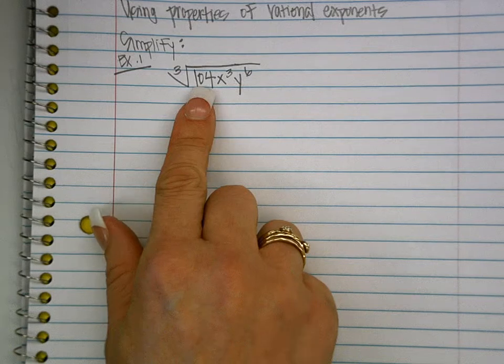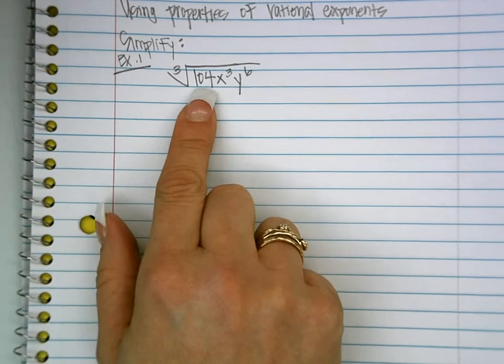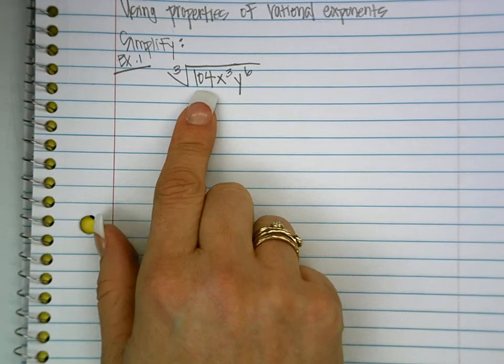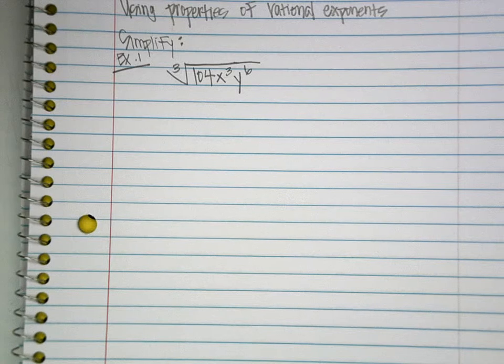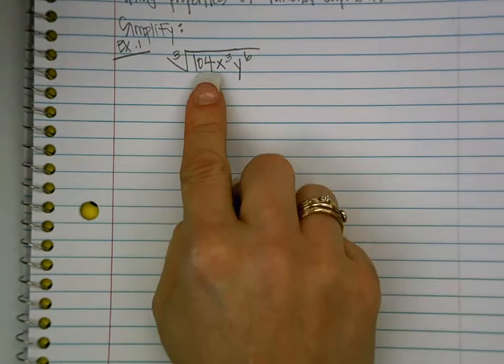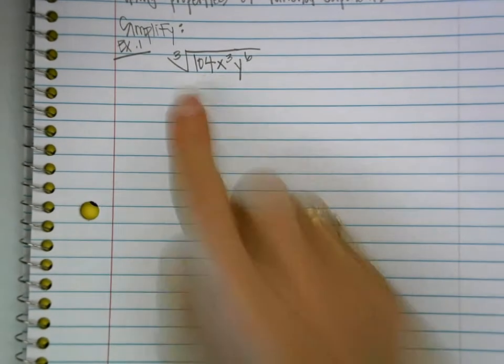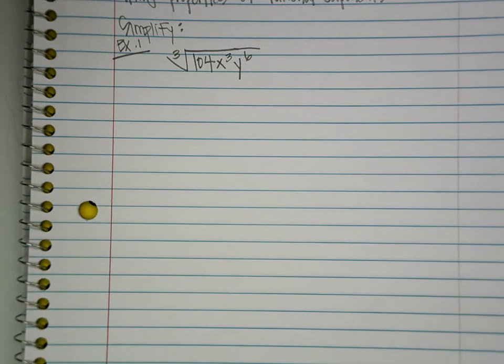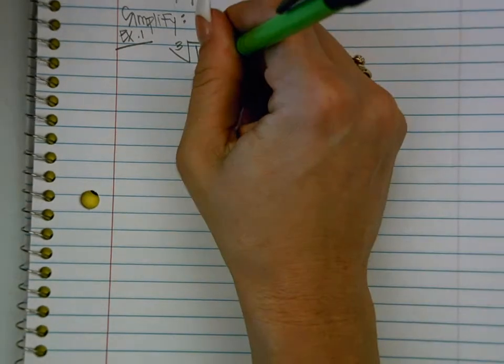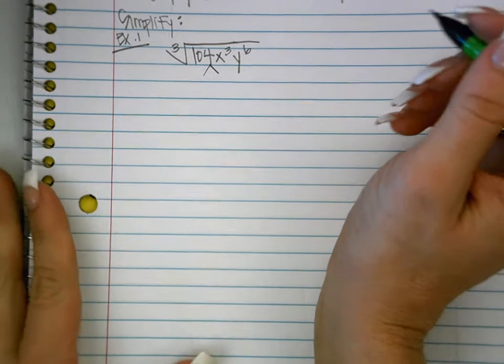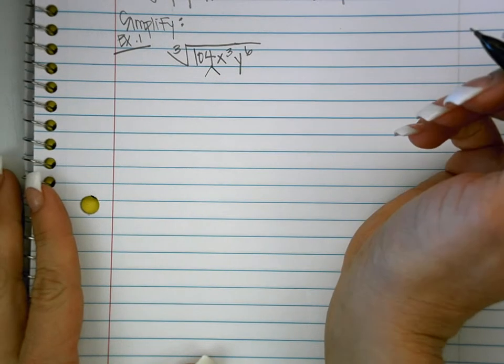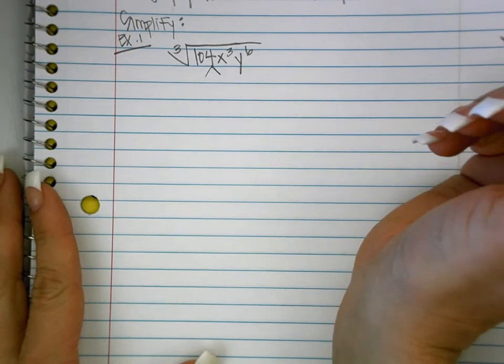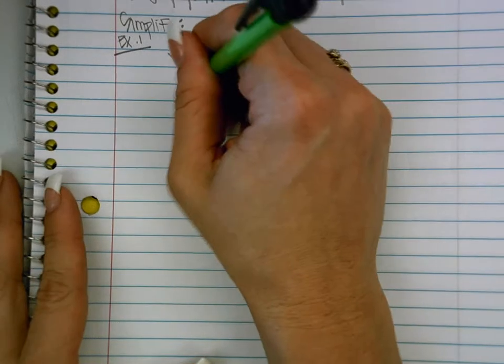So do you know the cube root of 104? Do you just have that one memorized? Not so much. Okay. So what would you have to do? Start breaking this down. So what multiplies to give you 104? 2 and 52.